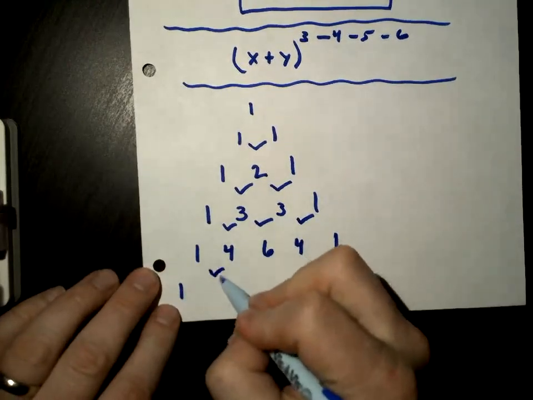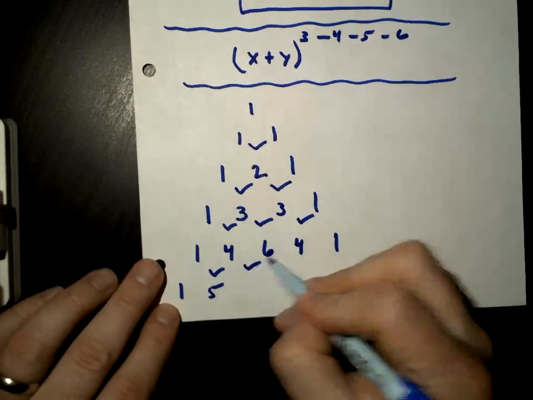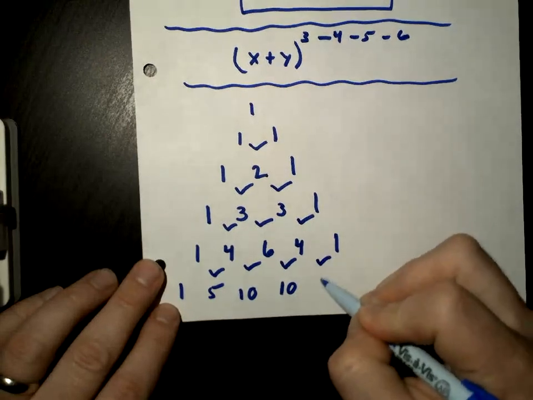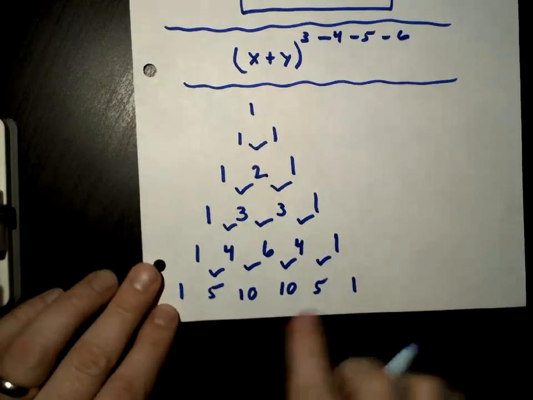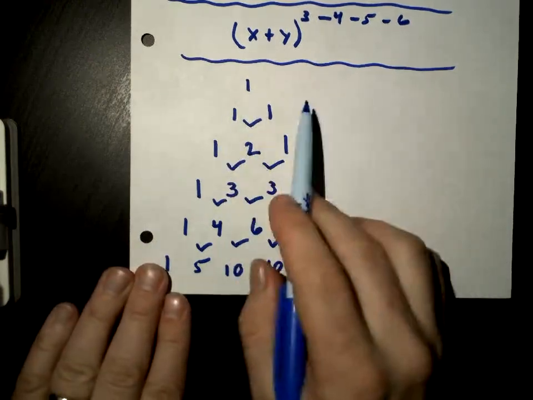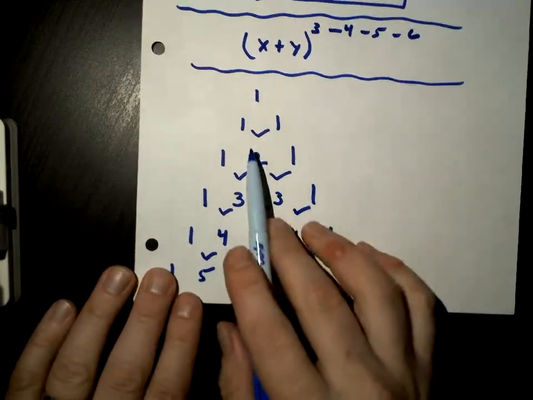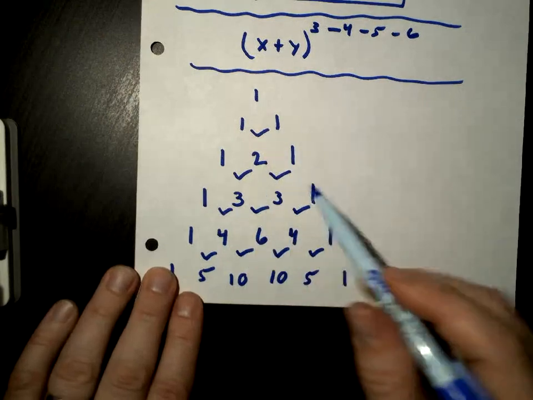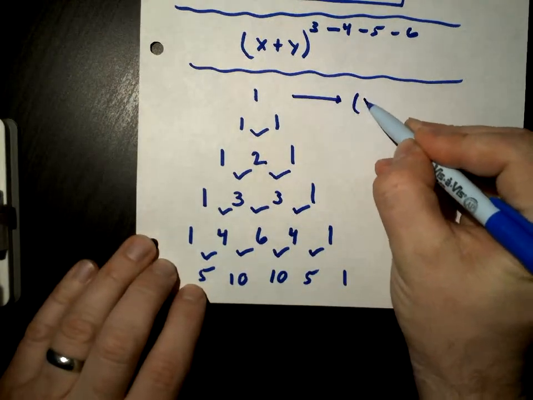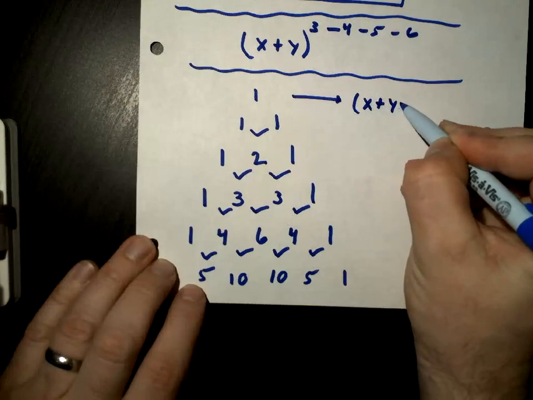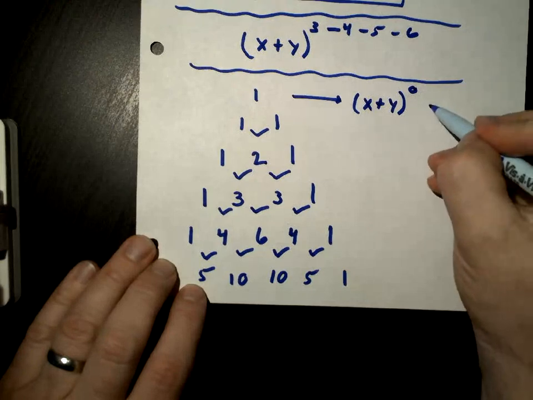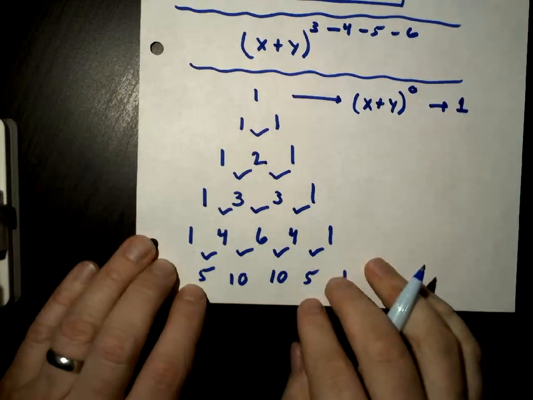Put a 1. Add these two, you get 5. Add these two, you get 10. Add these two, you get 10. Add this 5 and 1. And it just keeps on repeating forever. So what I'm going to put on the side here is what does this mean? What is this representing? Looking here, remember that if you had x plus y to the 0 power, that is just a plain and simple 1.